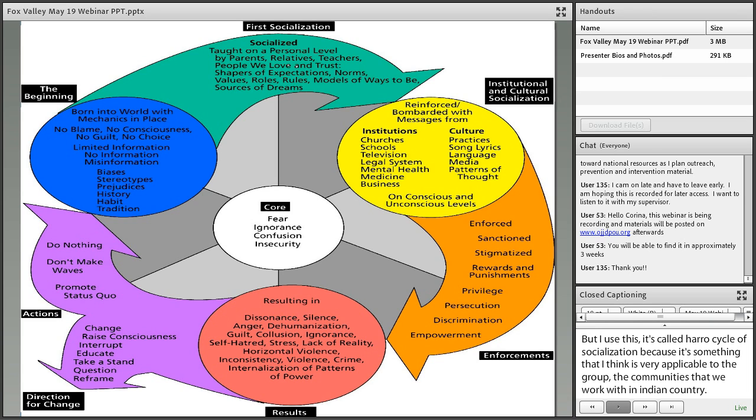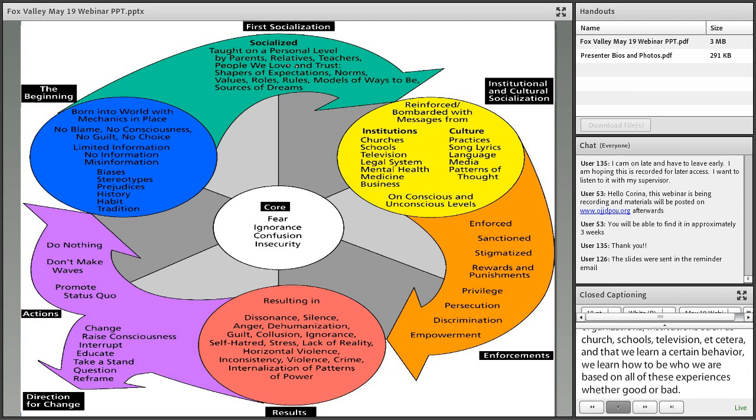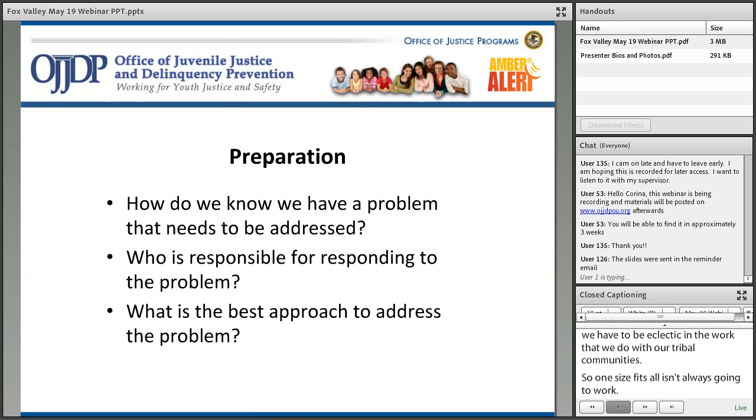So I use this as a platform or a foundation to try to help people, even if I'm doing counseling or social work, to help people understand that we have to be very eclectic in the work that we do with our tribal community. So one size fits all isn't always going to work. Messaging, best practices, those types of things, those things need to be developed at a very community-specific level.